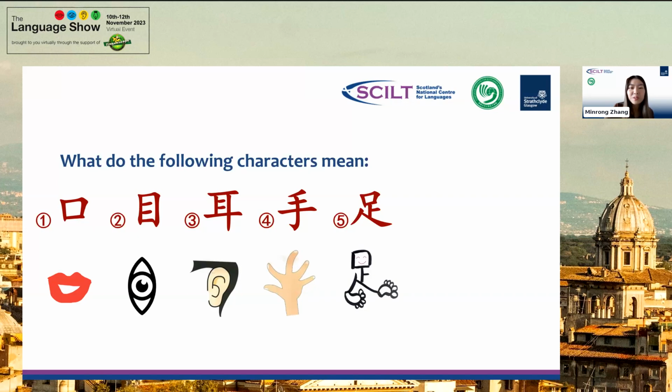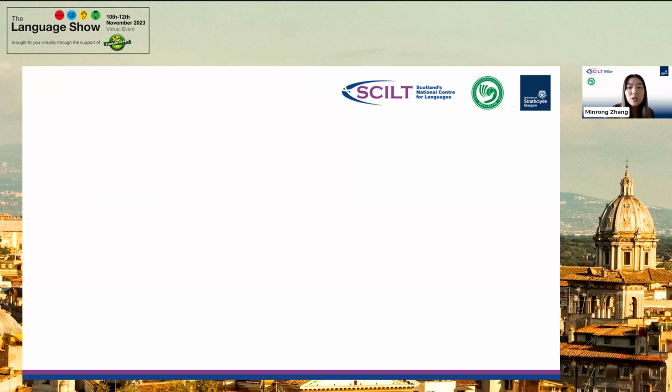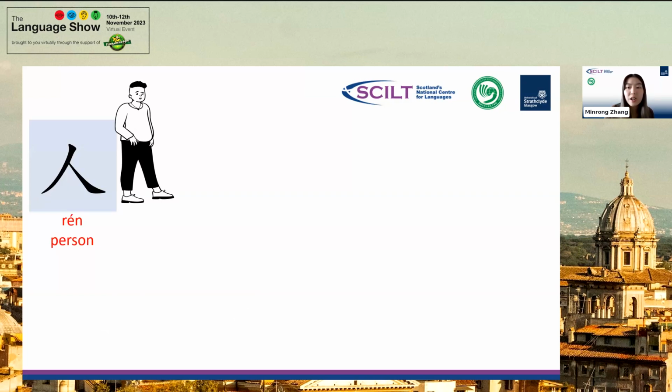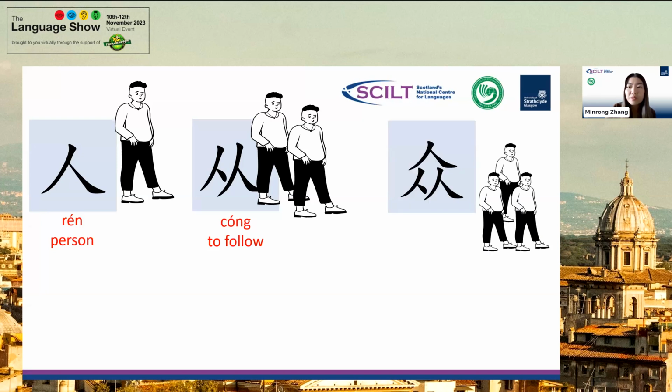Okay, so let's have a look at more examples. This character is the character for people or person. So the pronunciation is 人. So that's a person or people. And let's see the next one. 2 people. So the 2 people, it means to follow. And then 3 people, that means crowd.